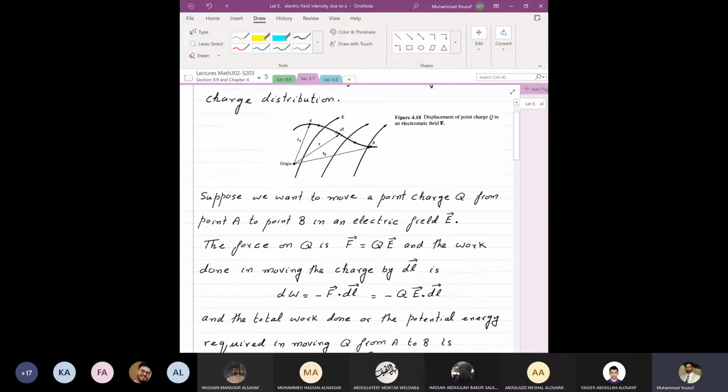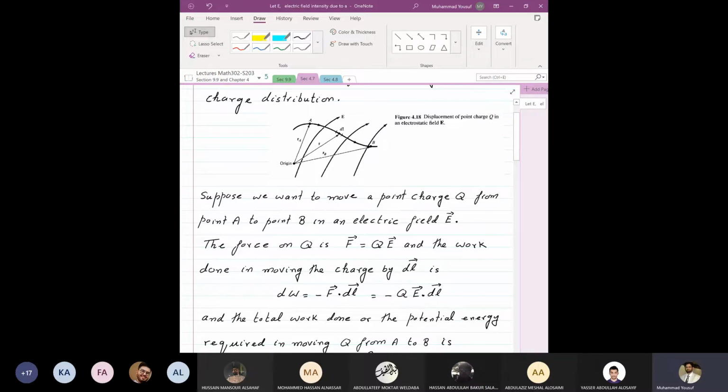then the force on this charge Q required is F equal to Q times E, where E is the electric field and F is the force. Both are vectors, Q is a scalar quantity, and the work done in moving a small distance dl is dW equal to F dot dl.